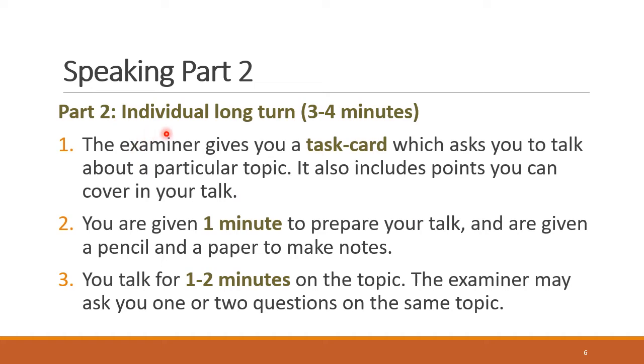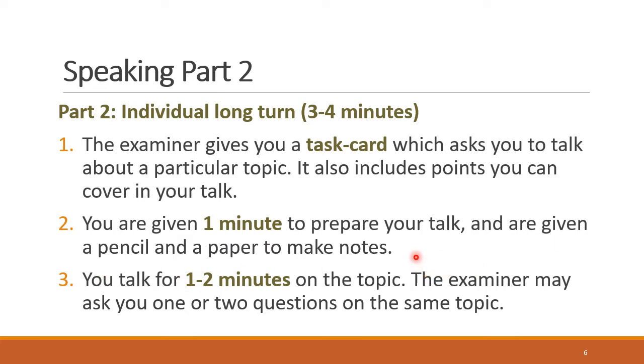All right, speaking part 2. It is individual long term, 3 to 4 minutes. Okay, means you have to speak for 3 to 4 minutes. You have to keep speaking until the examiner tells you thank you very much. The examiner gives you a task card which asks you to talk about a particular topic. It also includes points you can cover in your talk. Okay, now the card is right in front of you and you are given 1 minute to prepare your talk and are given a pencil and a paper to make some notes.